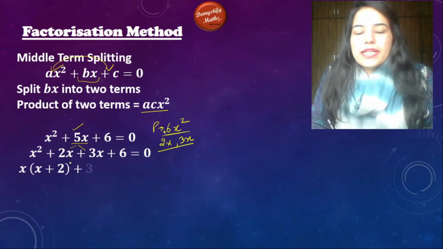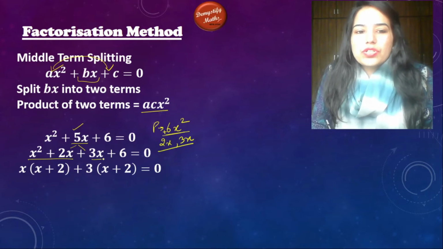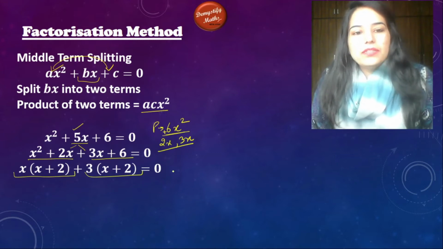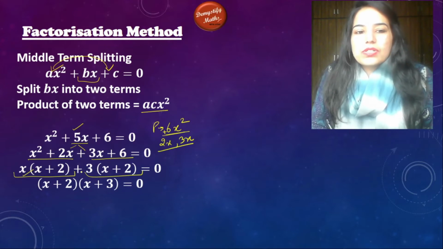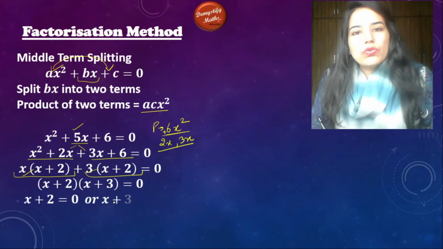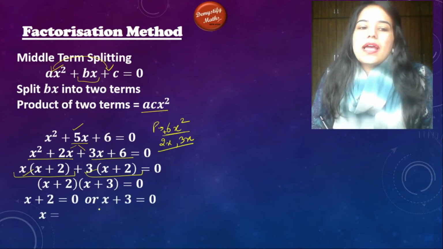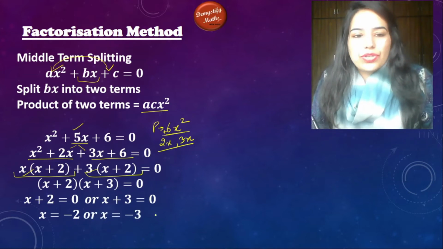Now x common, x plus 2. 3 common, x plus 2, that is I regroup the first two terms and the last two terms. Now there are only two terms. This is one term, this is second term, and the common is x plus 2. So what is left here? x. What is left here? 3. So I have got a product of two factors. So either x plus 2 is 0 or x plus 3 is 0, and you get the value of x as minus 2 and minus 3, right?